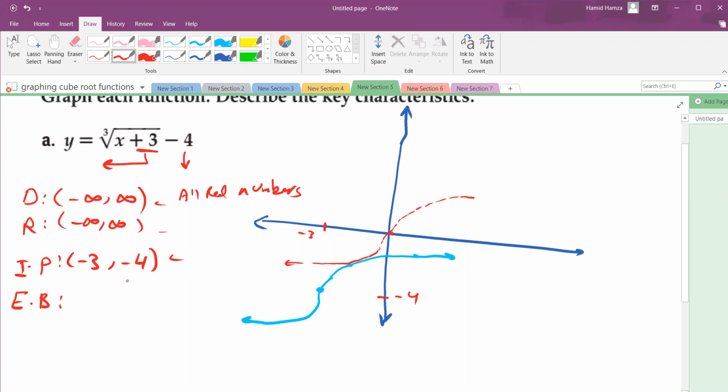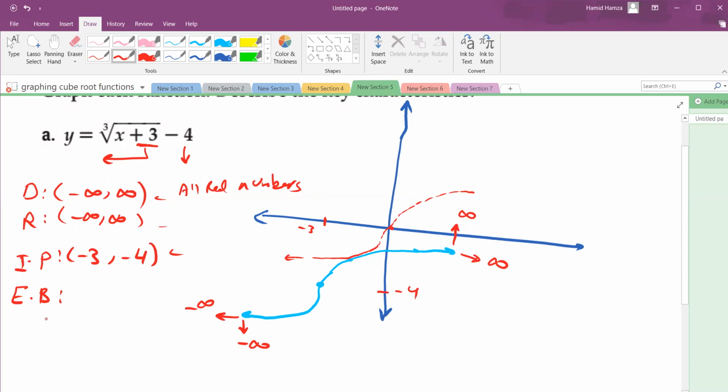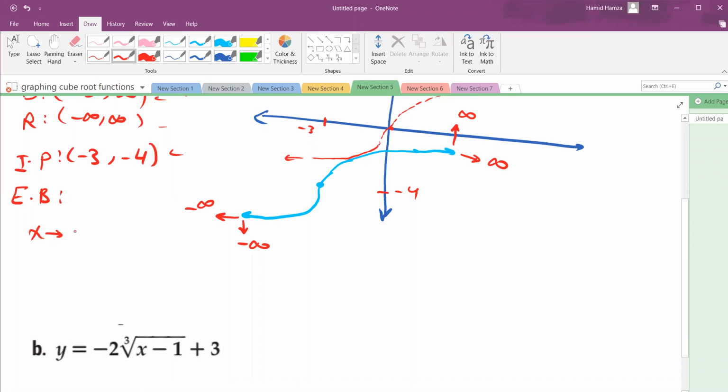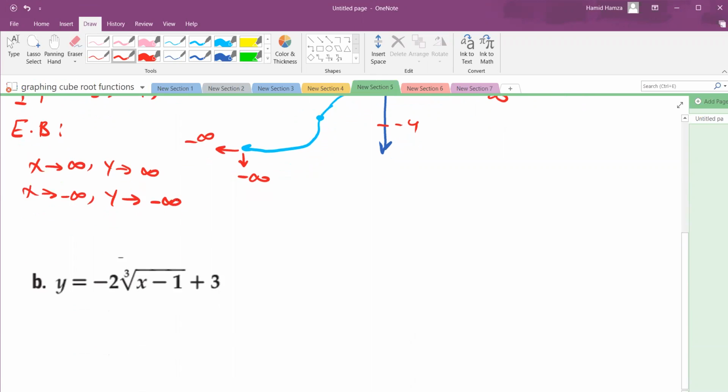Now, the sign here is positive. That means we don't have a reflection. So the description of the end behavior, guys: as x approaches infinity, y also approaches infinity. As x goes to negative infinity, y also goes to negative infinity. So this is the end behavior. Okay, any question, guys?